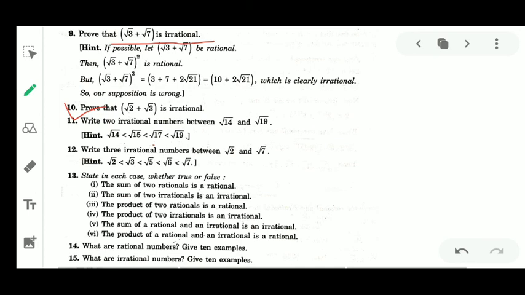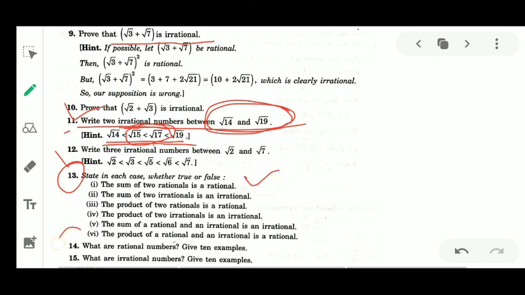And then we have question number 11. Write down 2 irrational numbers between root 14 and root 19. Here in the hint section we have the answer actually. Here we have root 14 less than root 15, less than root 17, less than root 19. The two numbers we have, root 15 and root 17, lie between the two irrational numbers root 14 and root 19. Then question number 12 is also the same as question number 11. Then in question number 13 we have to find out which one is true and which one is false.